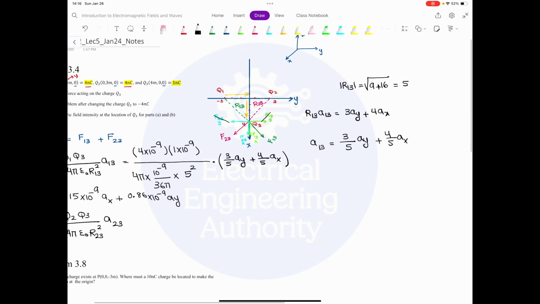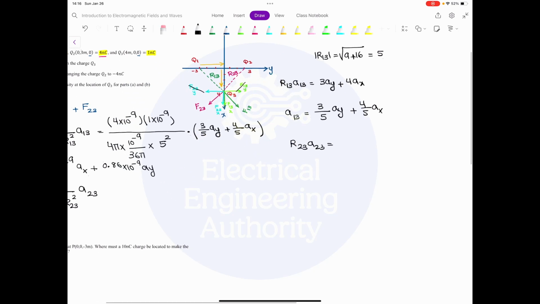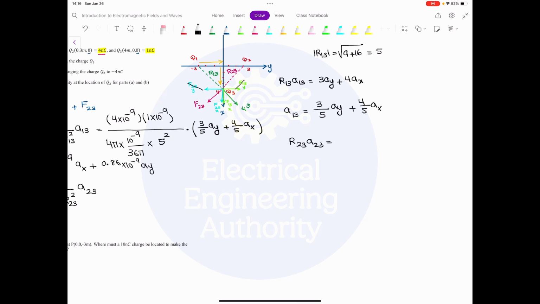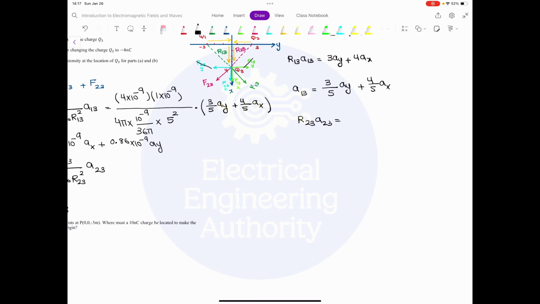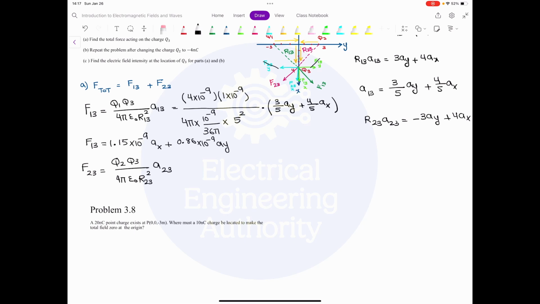I'm going to find R23, A23 over here. So R23, A23 will be equal to... If you look at R23, you see that we have a component going this way and then a component going down, right? So what are we going to have? We have the same X, but then our Y is reversed. So our Y is actually negative, instead of 3AY it is negative 3AY plus 4AX. But everything else is the same.